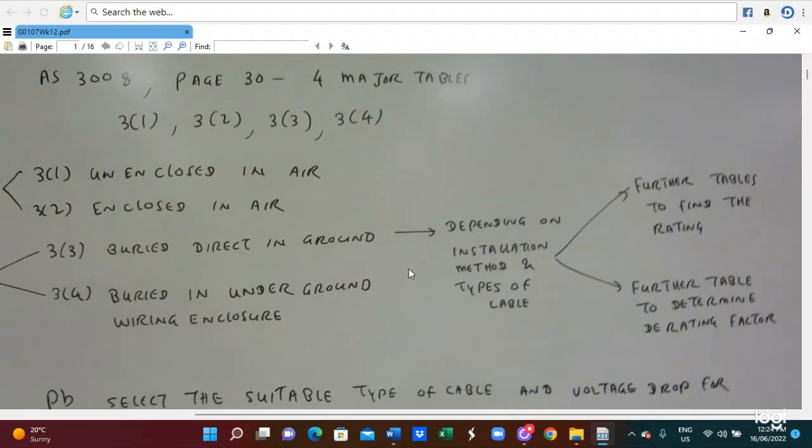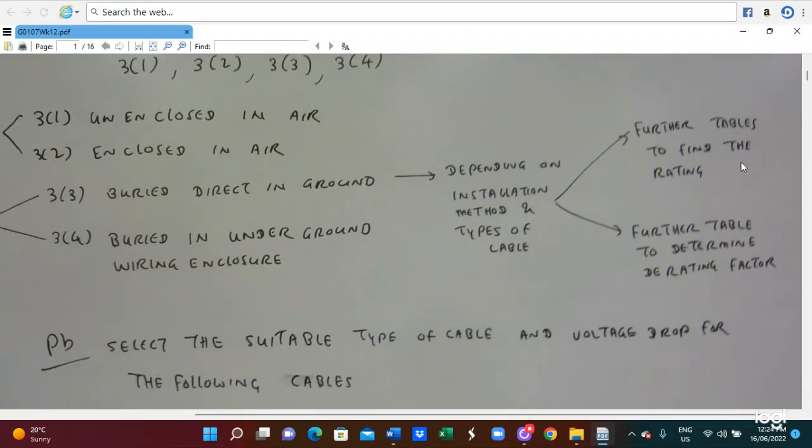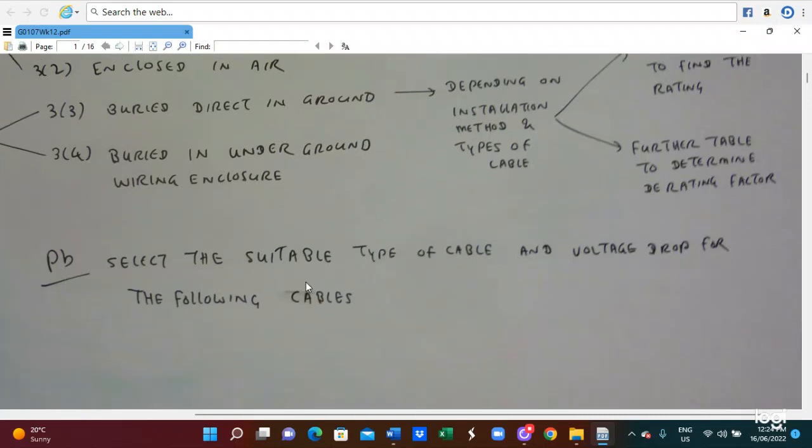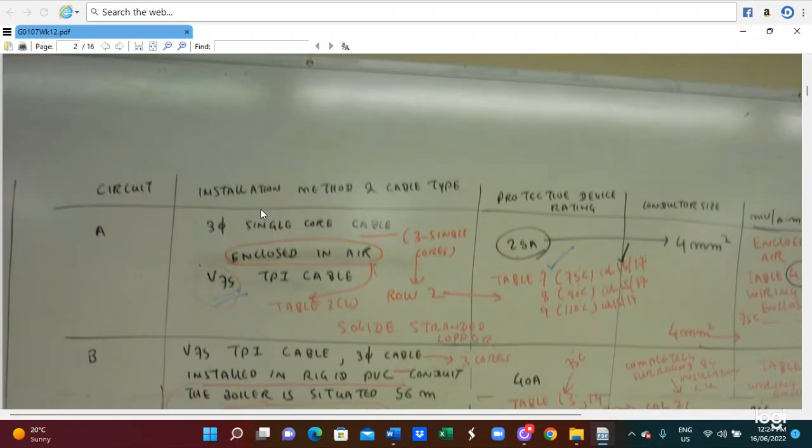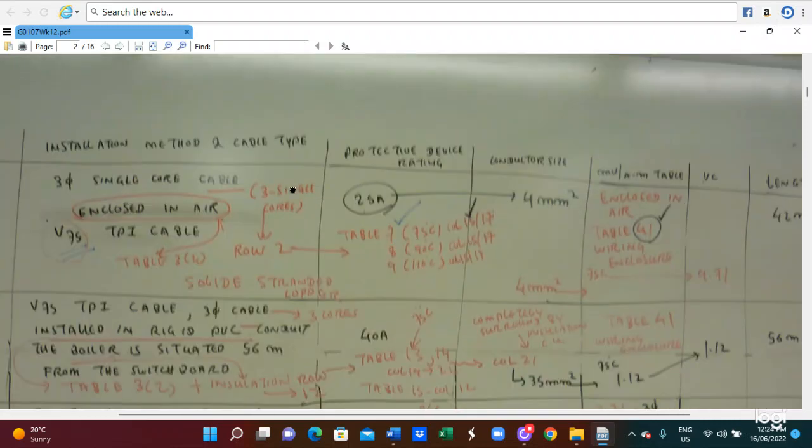So depending on the installation method and type of cable, we have to use the right table for the rating, and the right table for the derating factor. So we have to select the suitable type of cable and the voltage drop for the following cable. You see circuit A, 3-phase single core enclosed in air, B75 TPN cable. In this case, firstly, we select enclosed in air, and we select the 3-phase single core cable.